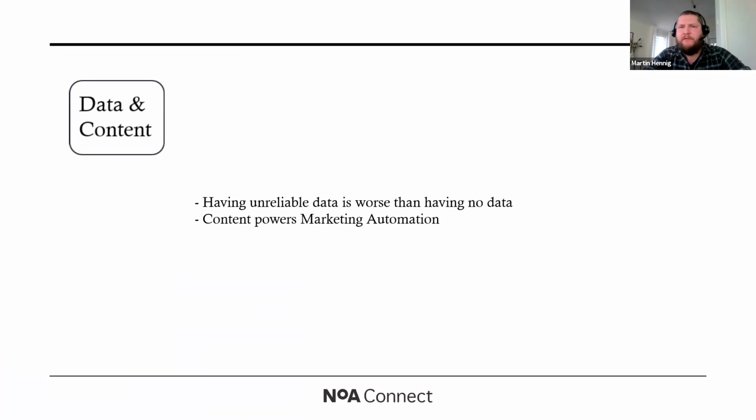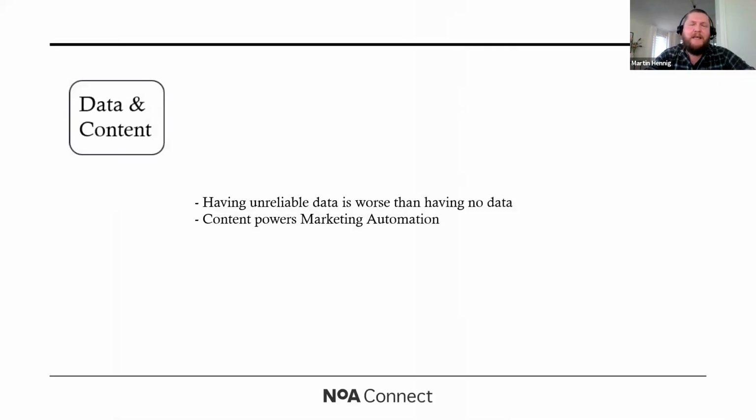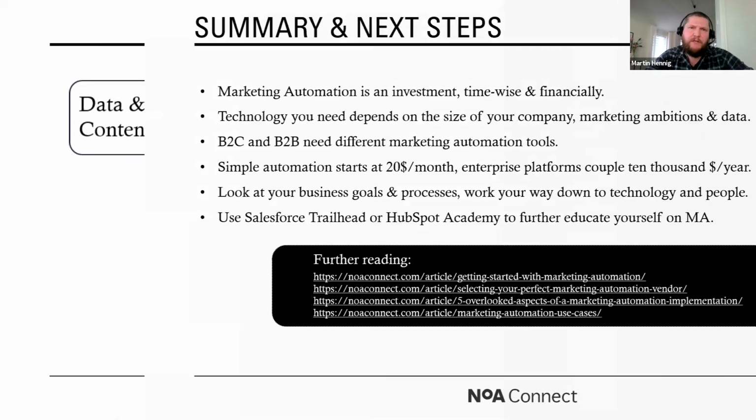To be honest, if you have unreliable data, that's even worse than having no data. Unreliable data a lot of times means you're implementing your marketing automation in an existing environment where you have a lot of customer data, but we're not sure if it's accurate. One problem. Second problem, content. You cannot be successful with marketing automation if you don't have that content that really powers all your journeys. And to be honest, that's pretty much it. If you have those two figured out, I think you're 80% there. That's what you need to get going.